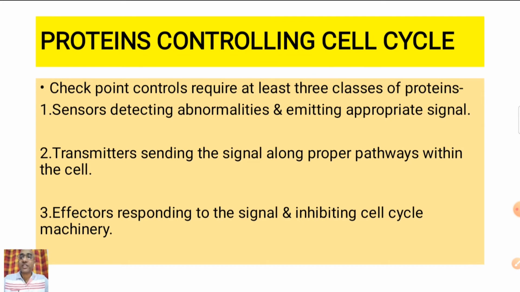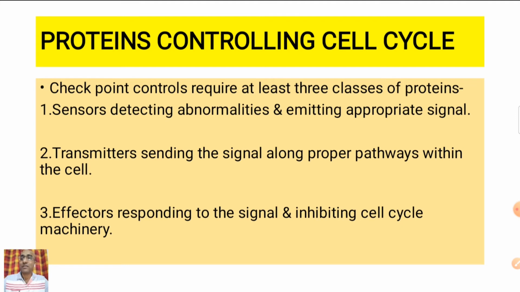Now, let us discuss the proteins controlling the cell cycle. As far as cell checkpoint controls are concerned, at least 3 classes of proteins are found which control the cell cycle. What are those? Sensors, transmitters and effectors. As the name suggests, sensors detect something. The sensor proteins detect abnormalities and, once they detect them, emit appropriate signals.